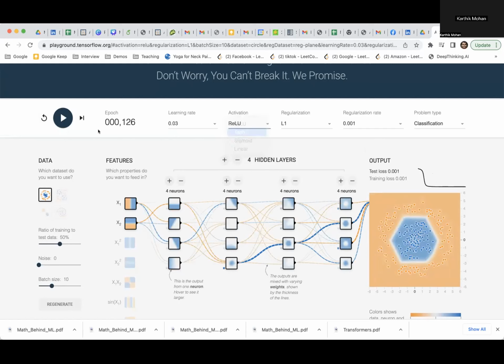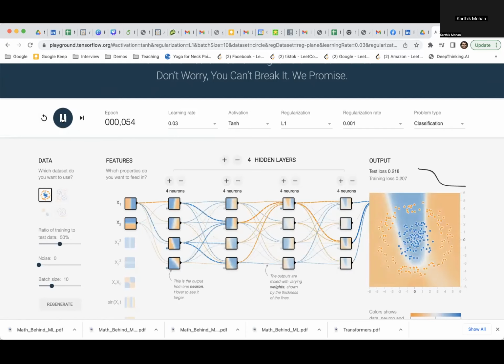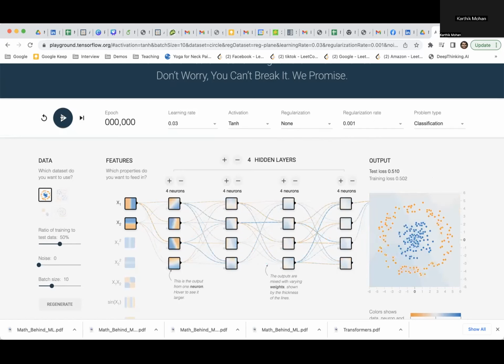If I change it to tanh, I just want to see if tanh is also good enough. Okay, tanh also did it in about the same number of epochs, but it got me a circular decision boundary instead of a hexagon. Both of them are discriminating the orange points from the blue points. So great job. And actually, we had a regularization here. Let's see if I can remove the regularization. Let's see what happens. Okay, I still do a good job.